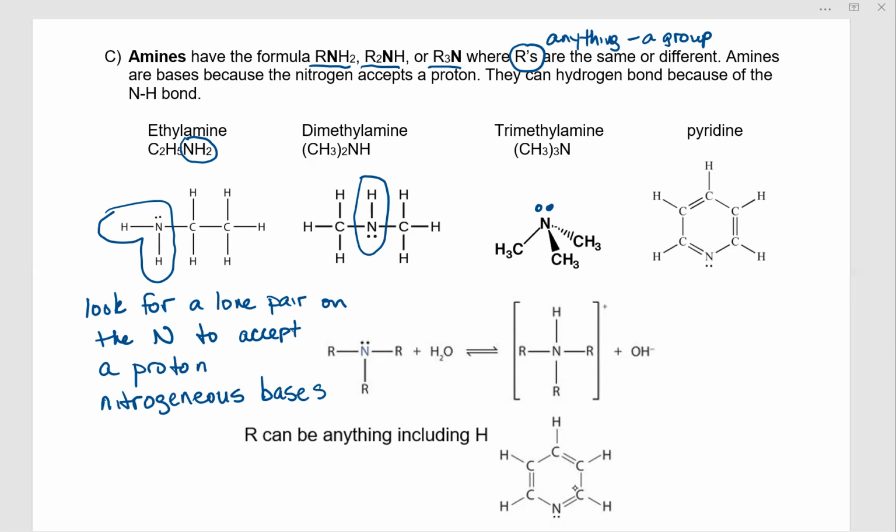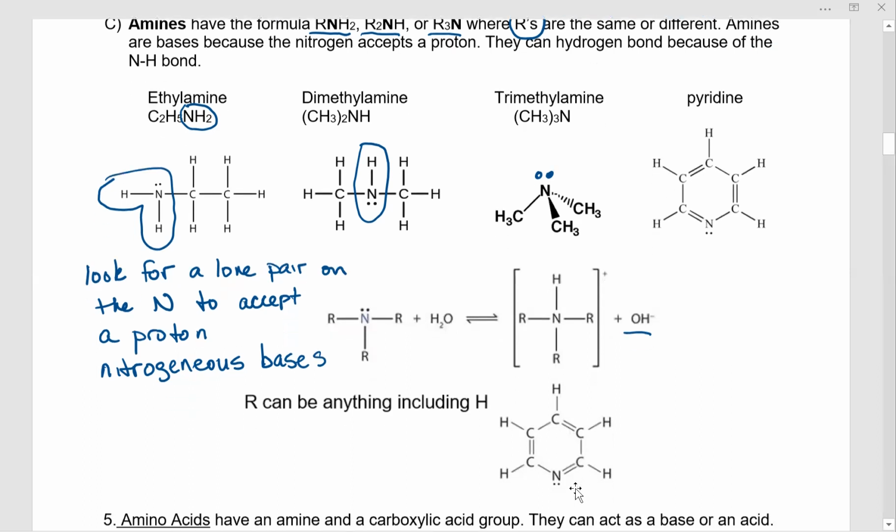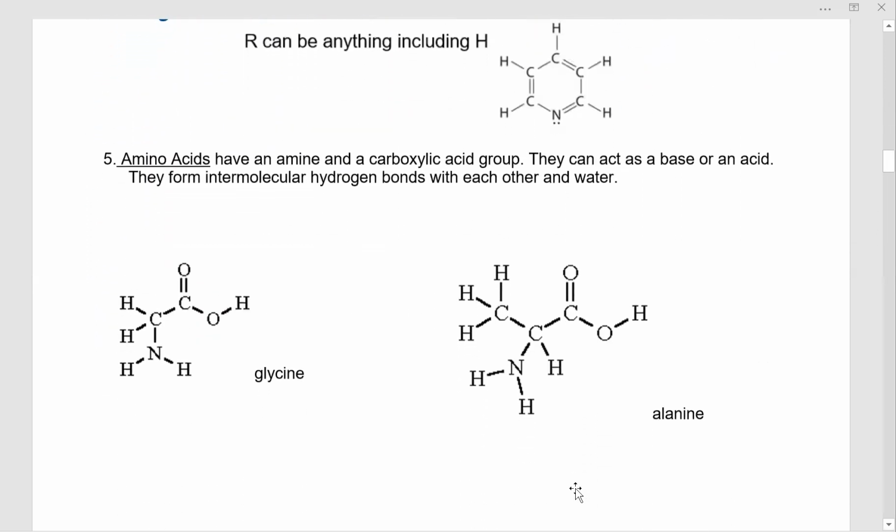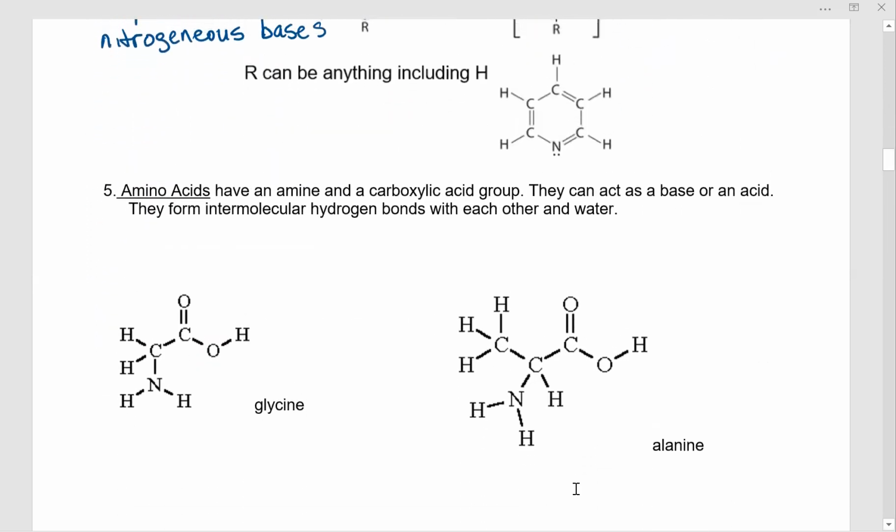So I have here an example of 3 R's on a nitrogen reacting with H2O. And you can see that the H2O gives up one of its protons to the nitrogen. And so we generate a hydroxide, and then we have a protonated nitrogen base. So remember, R can be anything, including H. Let's take a look at one last class that you just need to be a little bit familiar with. Just don't get thrown off by them.